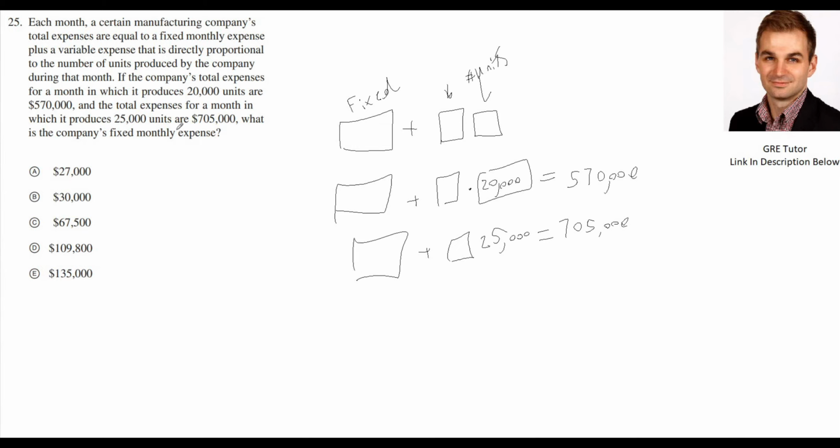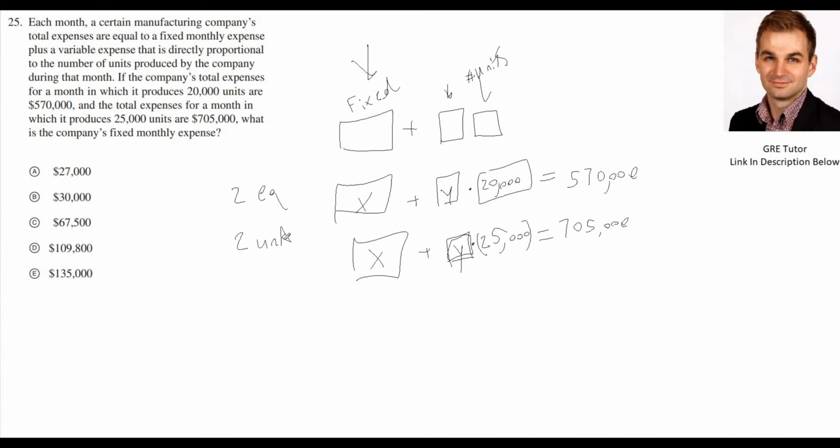What is the company's fixed monthly expense? So they want to know this one. They want to know the fixed monthly expense. We can add variables into these boxes now that we have some more information. We can call this X, and we can call this Y. This is the rate that you multiply your production by, and this is the fixed cost that you pay every single time. And now we are sitting here with two equations and two unknowns.